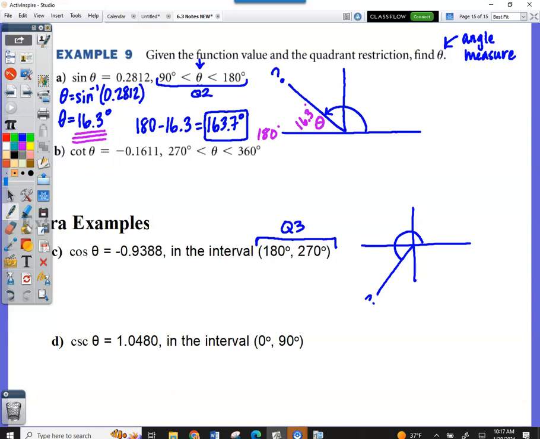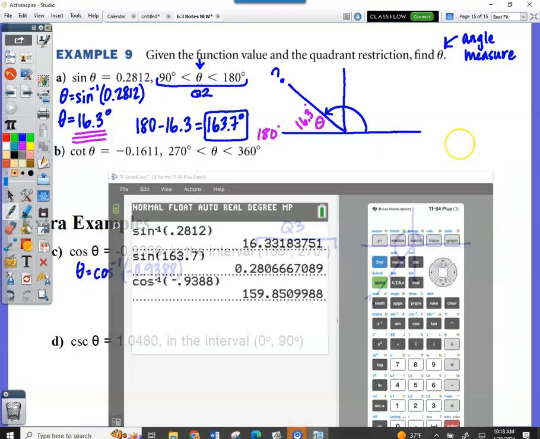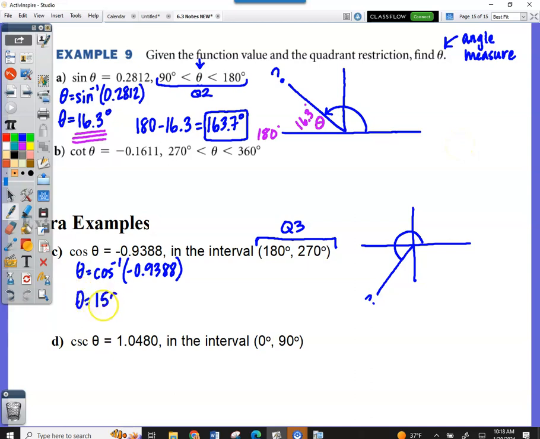So we're going to go to our calculator. Go to your calculator and let's go ahead and do that. Theta is the inverse of cosine, and we get this angle, 159.9 degrees. What'd you say? 159.9 degrees. Okay. Is that our answer? No. No, we have a problem.